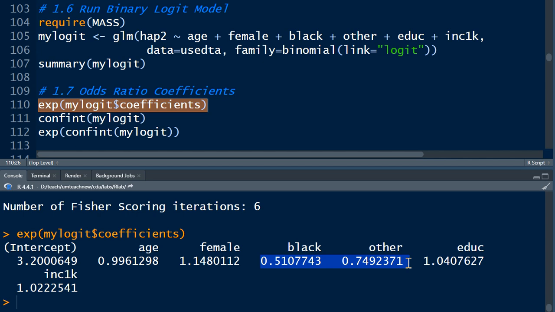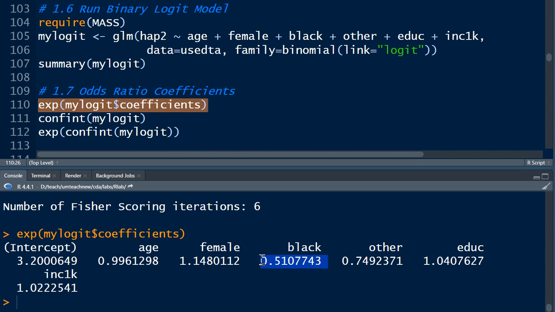Next one is a little bit tricky because we're going to talk about effects of race as a group, right? Because black and other both variables measure race. And here we omit white, which is used as a reference category. I'm going to just take black as an example. Holding all other variables constant, being black versus white is going to what? Decrease the odds. You have to say odds. The odds of Y being 1. So what is Y being 1? That is happy. So the odds of being happy by a factor of 0.5107743.